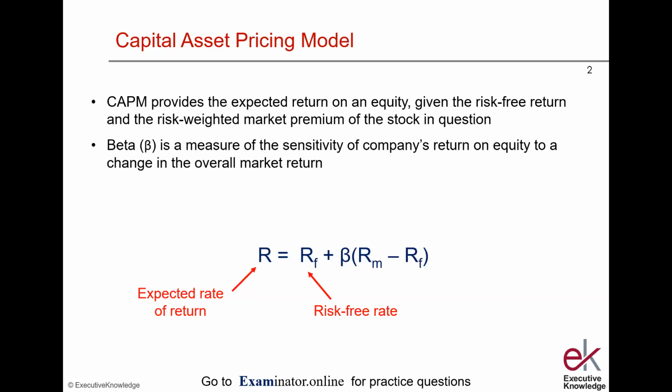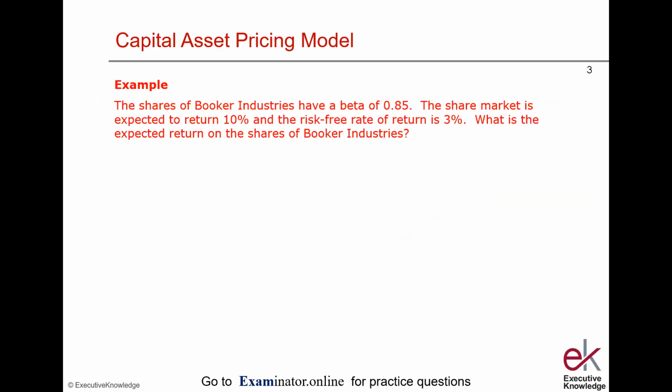Now, the market premium is the market return minus the risk-free rate. So that gives us the market premium. And for it to be a risk-weighted market premium, we apply beta of the particular company. So I have the risk-free rate plus beta multiplied by the return of the market minus the risk-free rate of return. Now, a common question would be to give you the risk-free rate, the beta, the market return, and ask you for the expected rate of return. So let's look at such a question.